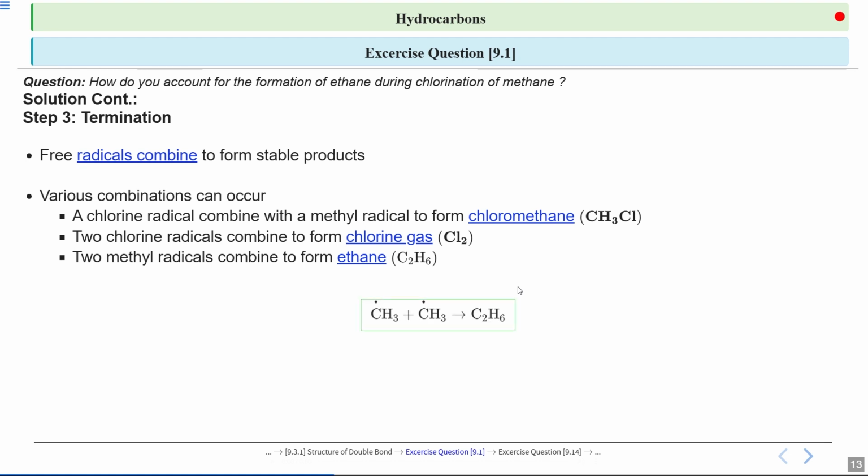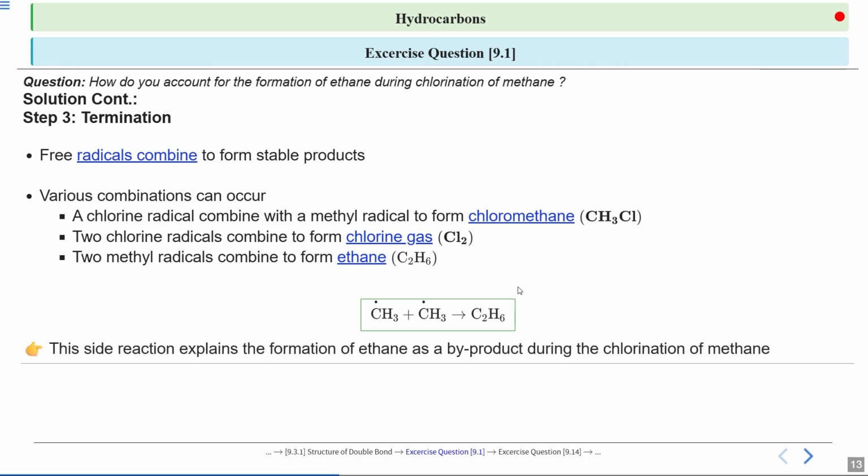So, this is the reaction. You can see here, as shown, when two methyl radicals combine, they form ethane. Now next, to wrap this up, the side reaction explains why ethane is observed as a byproduct during the chlorination of methane.